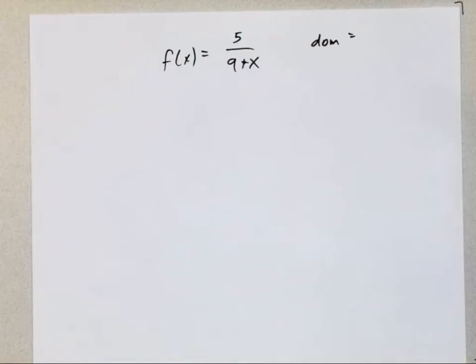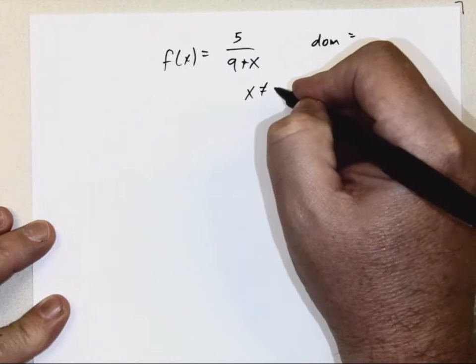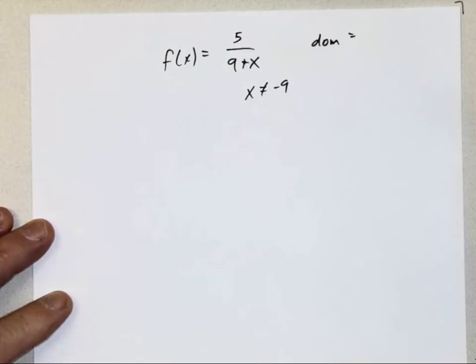Once again, the thing we have to avoid: we have to make sure that the denominator can never equal 0. So I know x cannot equal minus 9.